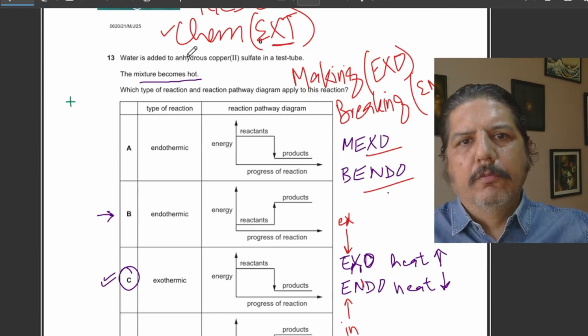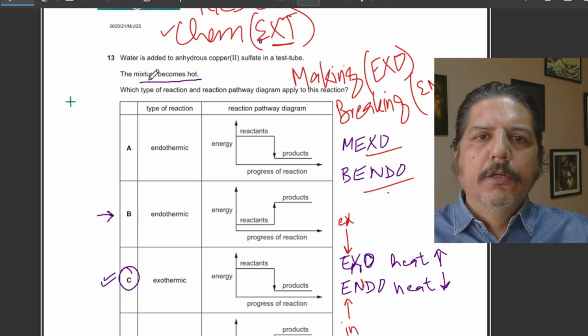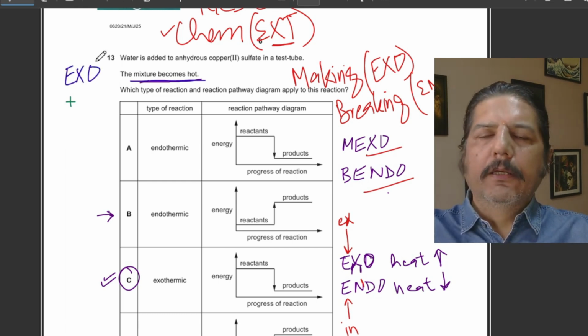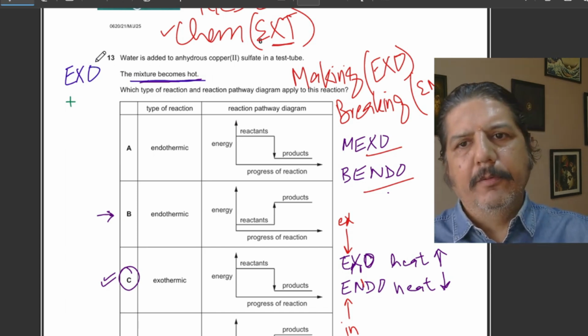So the first question: water is added to anhydrous copper sulfate in a test tube. The mixture becomes hot. Which type of reaction and reaction pathway diagram applies to the reaction? So the mixture has become hot, so it will be an exothermic reaction. Why exothermic? Because net heat is being given out from the system, as has been explained before.